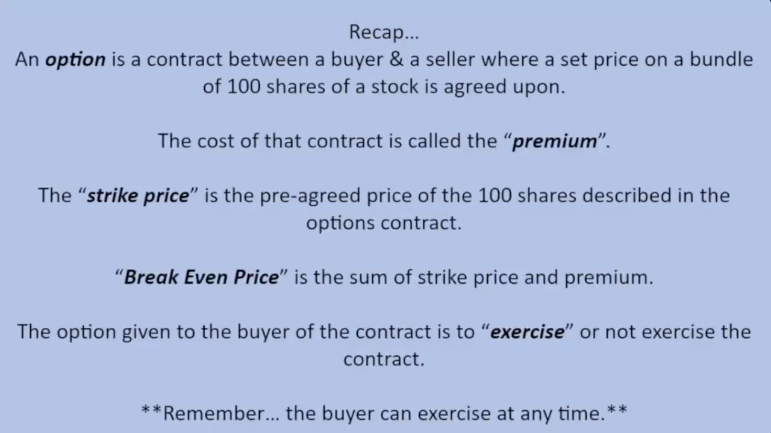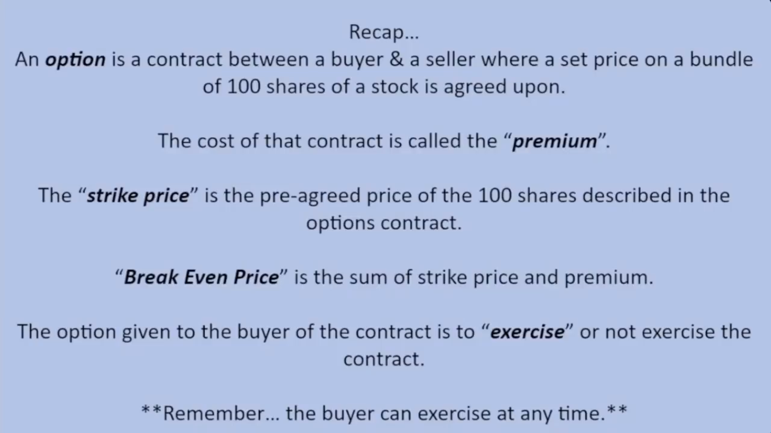All right. Again, the strike price is that pre-agreed upon price of 100 shares described in the options contract. The break-even price is the sum of that strike price and that premium, and that's the formula that you might have to use if it's not shown for you on the screen. It's always just going to be strike price plus premium. Strike price plus premium equals break even.